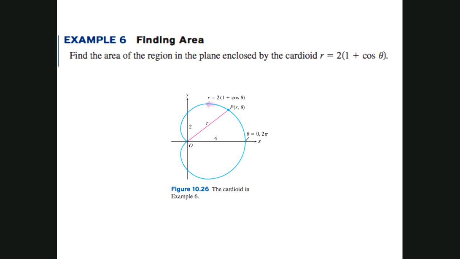Now, when I set this problem up, first thing I'm going to do is just look at it, and you start here and go all the way around. So I'm going all the way around the circle. My integral is going to be from 0 to 2 pi of 1/2 times 2 times 1 plus cosine of theta, and that is going to be squared.